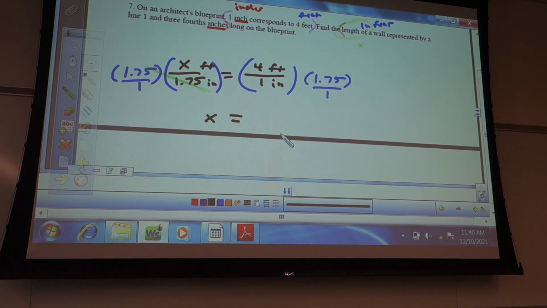David, did you do it yet? Ryan, what'd you get? Alex, what'd you get? I don't actually know. So did you get the setup? I got the setup. Okay. So it's just a matter of multiplying. And we got 7. Okay, 7 feet. Good? Great.